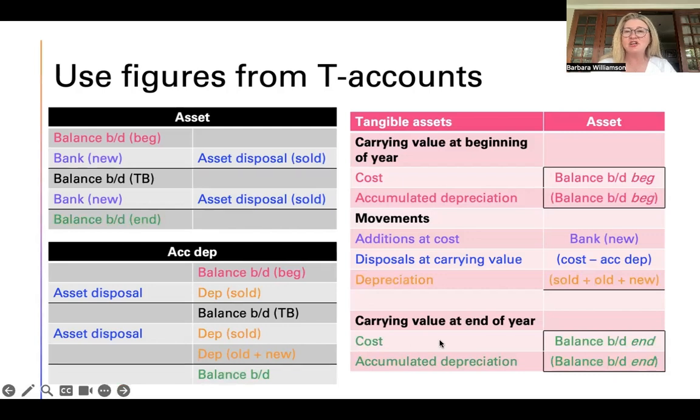And this is actually the main reason I like to use T accounts. If you are just looking at your tangible assets note, it's very difficult to calculate those end balances because over here you would need to take into account the cost and accumulated depreciation, and you often forget that. So do yourself a favor, draw up the T accounts, and then you can easily work out the end balance in the T accounts and bring it across.